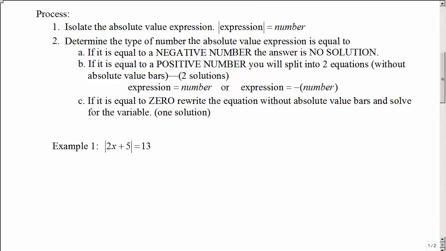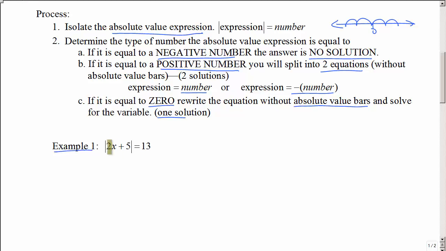The first thing you want to do is isolate that absolute value expression so you can analyze it. Is it equal to a negative number? Well, if it is, then there's no solution. If that expression is equal to a positive number, then you're going to have 2 solutions. And again, because on that number line, you can go to the right of 0 or to the left of 0. And so that's why we're going to write 2 equations and write one equal to the positive number and one equal to the negative number. And if it's equal to 0, then of course you have 1 solution. And so you're just going to solve that equation without absolute value bars. That's probably the easiest.